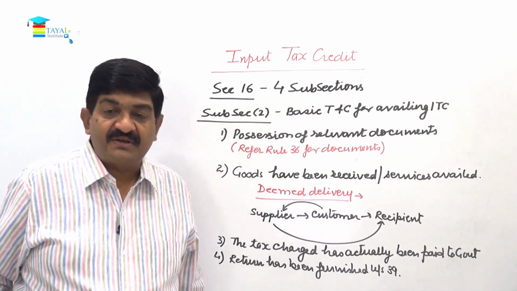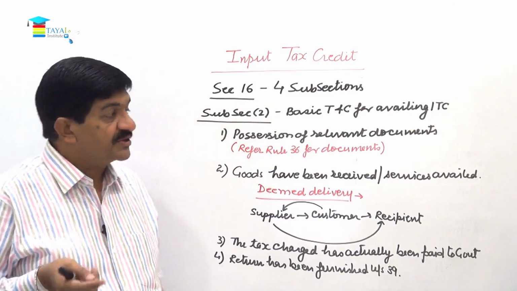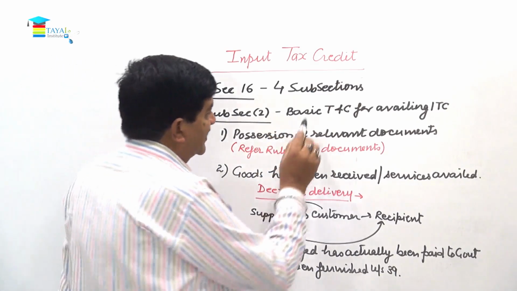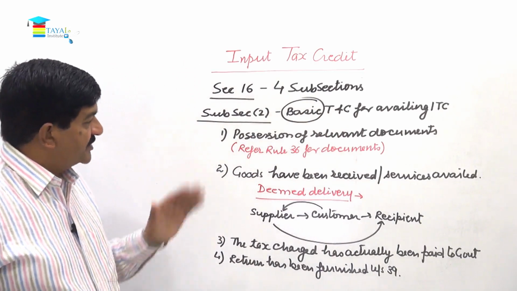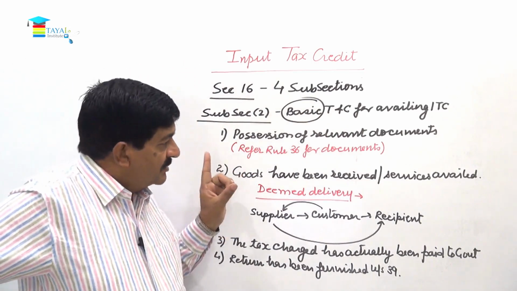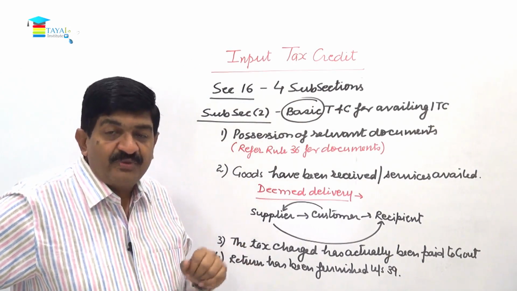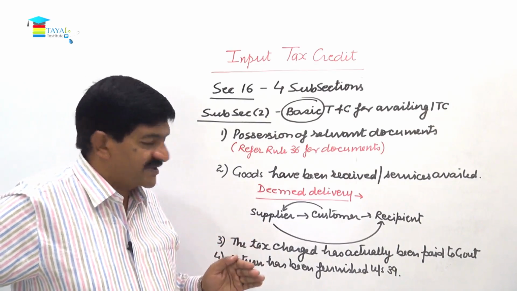In subsection 1 we said the registered person can avail credit for all inward supplies subject to terms and conditions, and some of the conditions, so here I have given the name basic because some more things are there and everything is not there in this section, right? So this says, first of all, the person is in possession of the document on the basis of which credit is to be availed. So the list of documents is already there in rule number 36.